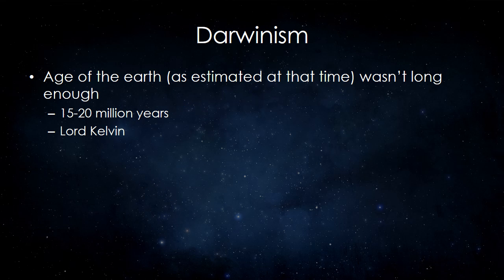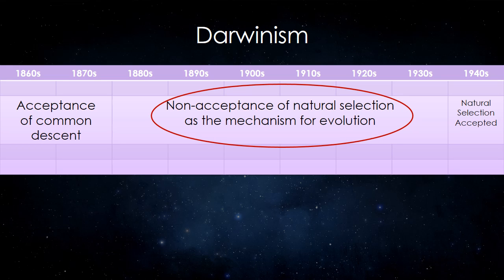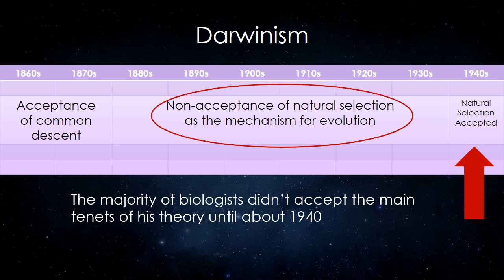In addition, a scientist named Lord Kelvin had recently estimated that the Earth was 15 to 20 million years old. Scientists doubted that natural selection could have produced enough change in that amount of time to account for the diversity of life we see today. During this period of many decades, sometimes called the eclipse of Darwin, scientists suggested other mechanisms to explain evolution. It was not until about 1940 that the majority of biologists accepted the main tenets of Darwinism.